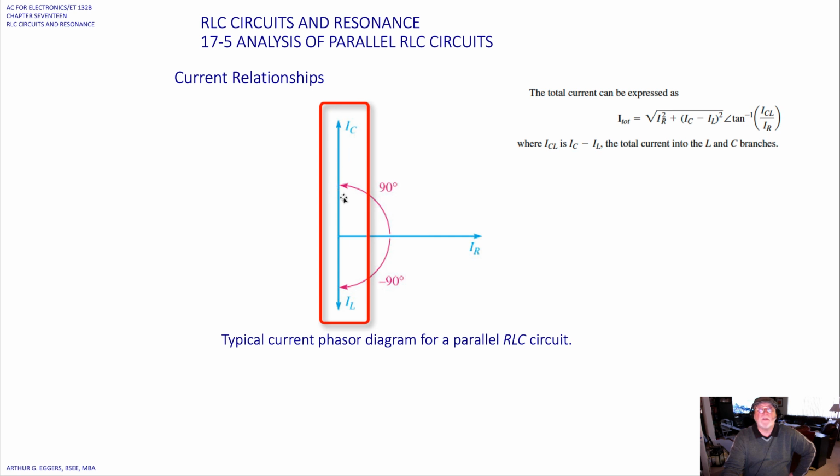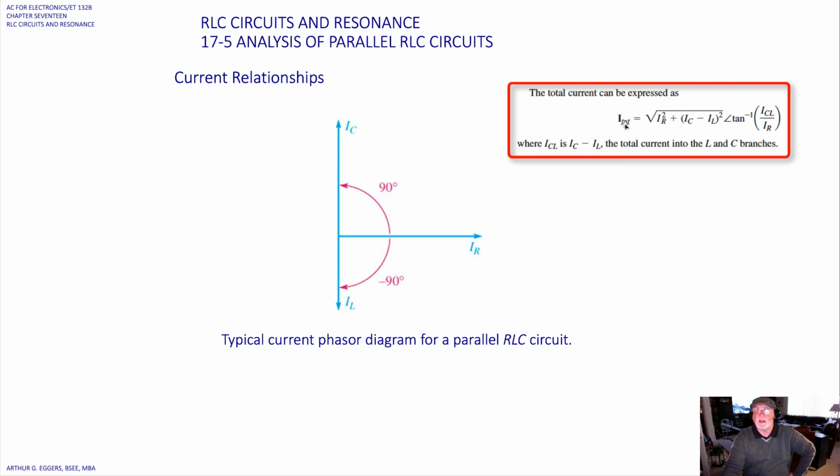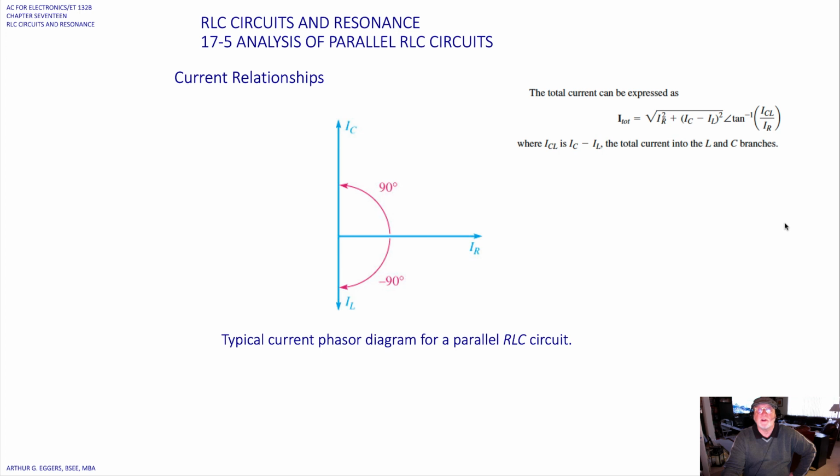If we look at the phasor relationships, then we can see the plus 90 degrees and minus 90 degrees relationship as it relates to the current through the resistor. So this is your typical current phasor diagram for a parallel RLC circuit. The total current can be expressed, again, going right back to the Pythagorean theorem and the inverse tangent, where we take the ratio of the current through the LC branches to the resistor current. I sub CL is the difference between I sub C and I sub L, the total current in the L and C branches.